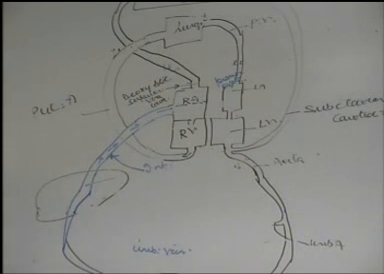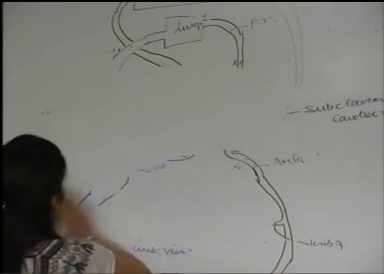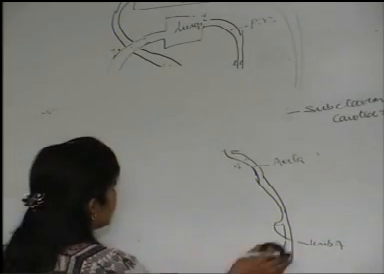Now what happens to umbilical artery, umbilical vein, ductus arteriosus and ductus venosus? So coming to the remnants of these fetal structures in adults.